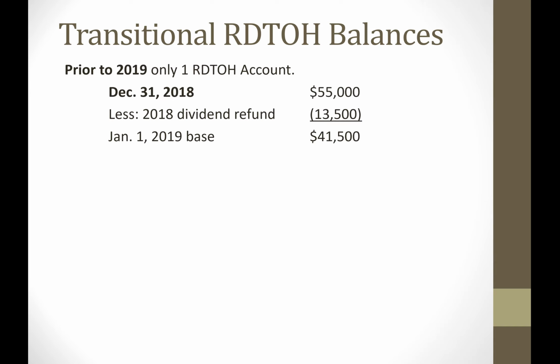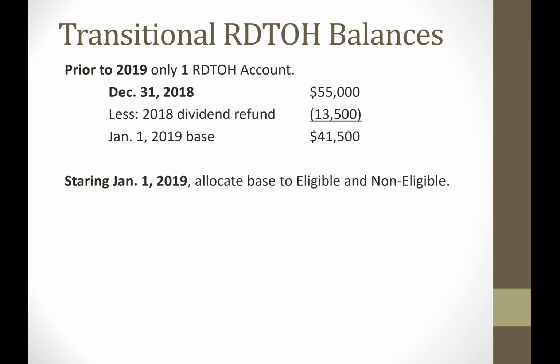You always have to calculate the year-end balance first before you can determine whether you get a dividend refund for that year. Remember, the dividend refund is the lesser of two amounts, and one of those amounts is the balance at the end of the year. So this is the way the ordering works. Now, going into 2019, we now have to allocate that $41,500 between the eligible and non-eligible RDTOH accounts.